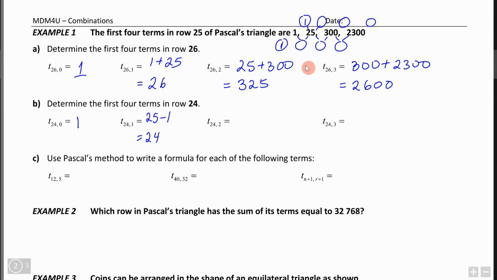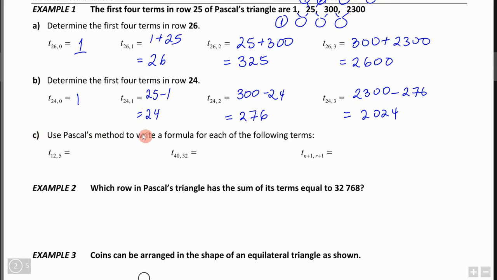So I'm going to write here 24, and then to get the 300, well, I can just say 300 minus 24 gives me that third term on row 24, which is 276. And the fourth term is going to be 2,300 minus 276, which is 2,024. Okay. So it's a little bit of an iterative process because you couldn't find these later ones unless you knew the ones that came before it.